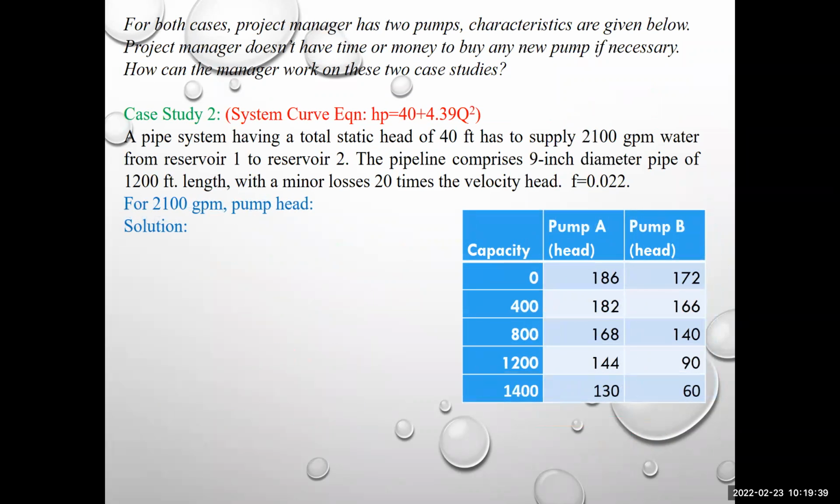For case study 2, it is something similar, but this time the system has to supply 2,100 GPM from reservoir 1 to reservoir 2. And this time the system curve is H pump equals 40 plus 4.39 Q squared. So let's check for 2,100 GPM.